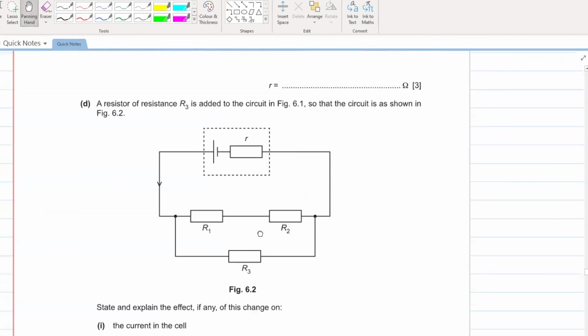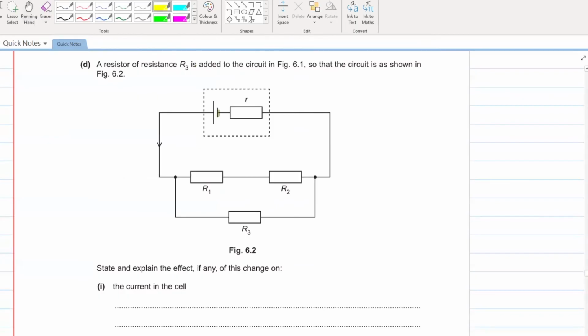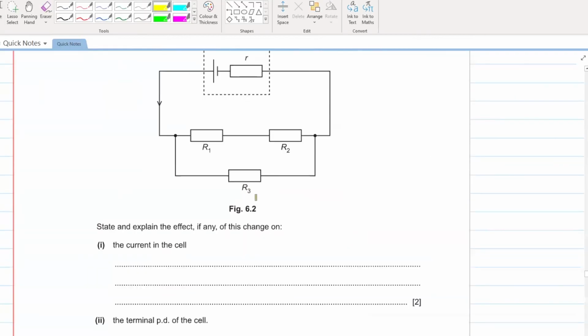Let's see the next one. A resistor of resistance R3 is added to the circuit so that the circuit is as shown in figure 6.2. State and explain the effect, if any, of this on the current in the cell. Did we discuss this? I think I have discussed this with you guys on a Sunday. If you connect a resistor in parallel, what happens?